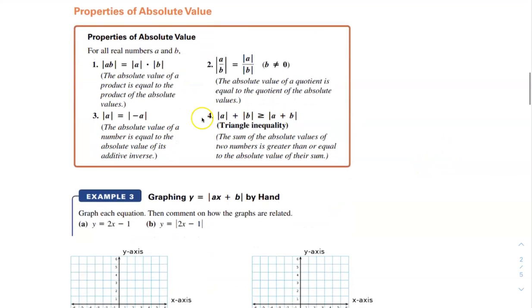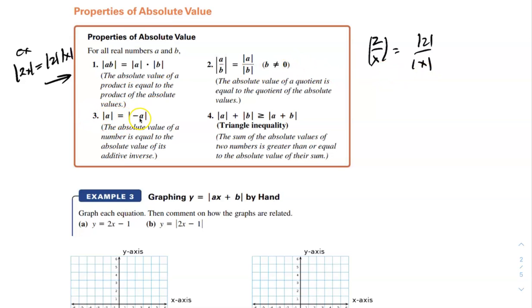Properties of absolute values. These are just properties if you have absolute value things. If you're multiplying two things in absolute value, you can separate them. For example, the absolute value of 2x is the absolute value of 2 times the absolute value of x. Same thing with dividing. If I have 2 over x in absolute value, you can separate that into the absolute value of 2 over the absolute value of x, where x cannot be equal to 0.